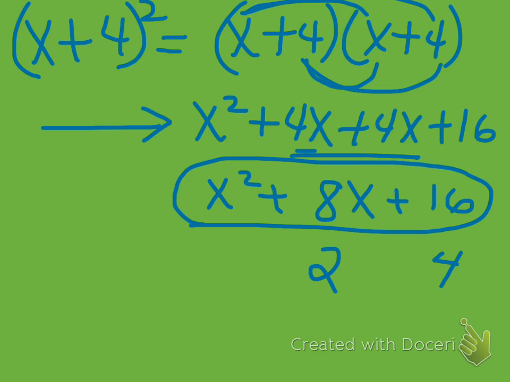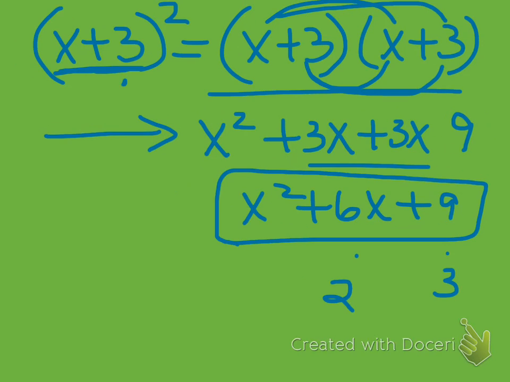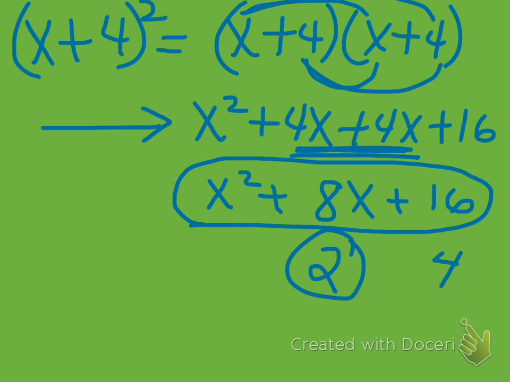When we combine this 4x with the 4x, we get 8x. We noticed that this 4 up here goes into the 16 four times, and this 4 goes into the 8 two times. Back here we had this 3 and the same thing, and we have a 2 on this one, like over here. I wonder if that's going to be always. Let's go do another one.